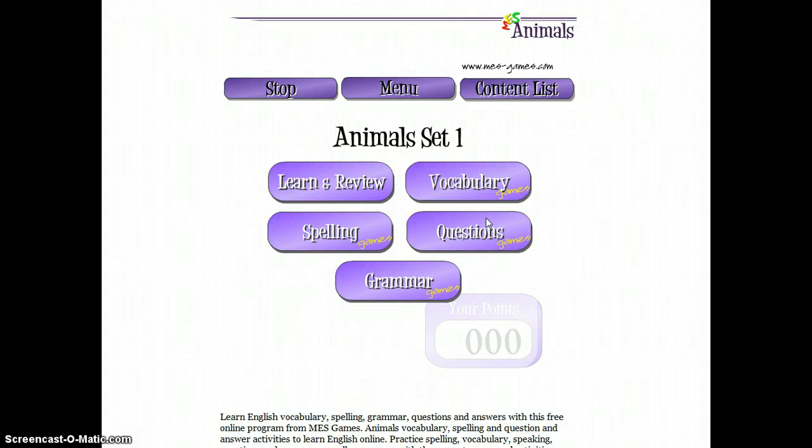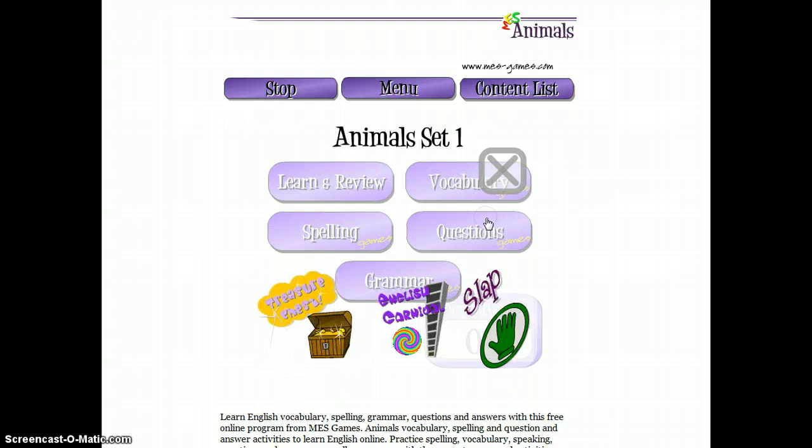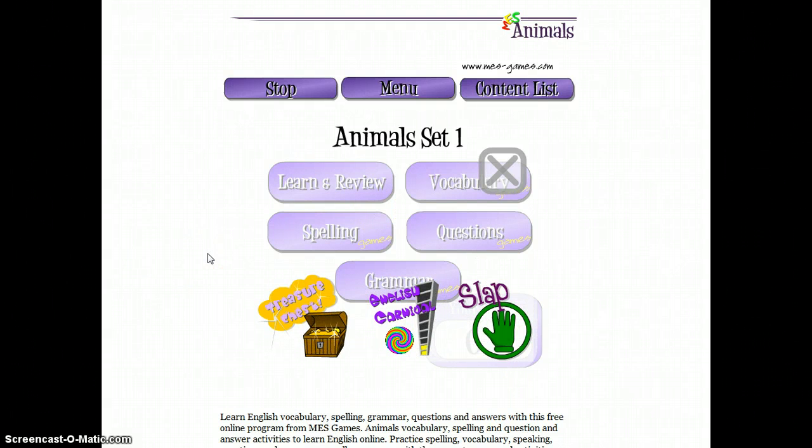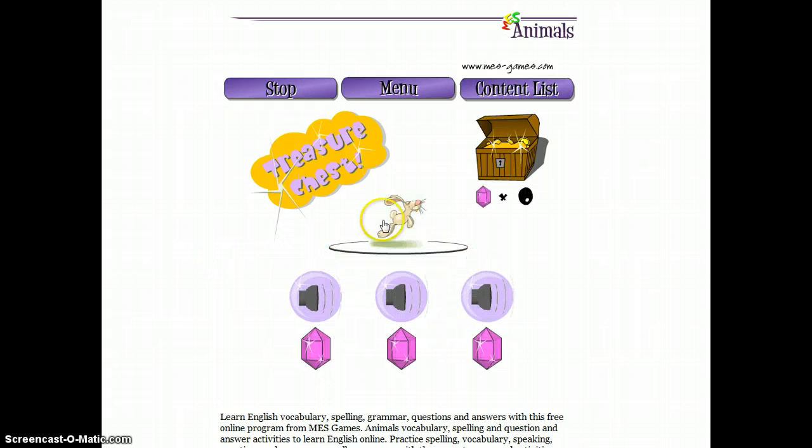There's also several more complex question games. You've got an option of treasure chest, carnival, and slab. Start off with the treasure chest. This one you have to listen to three options. This one says, is it a penguin? This one says, it's a rabbit, so I'd click it and I'd get the gems.